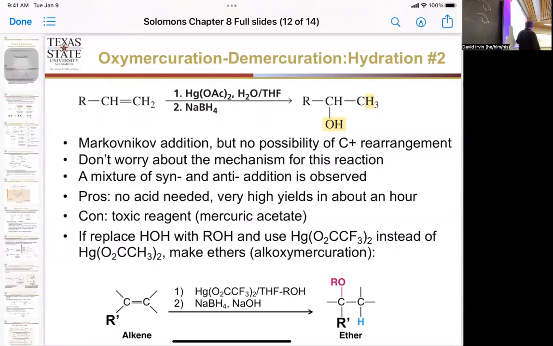Okay, so what we're going to see here is we first have to add our mercury to it, which then gives us our hydrogen going on the more substituted side. And then we have to reduce off the mercury to get to our alcohol or our ether. Again, we can use exactly the same reaction with alcohol and with water, one to form ethers, one to form alcohols, just like the hydration reaction.